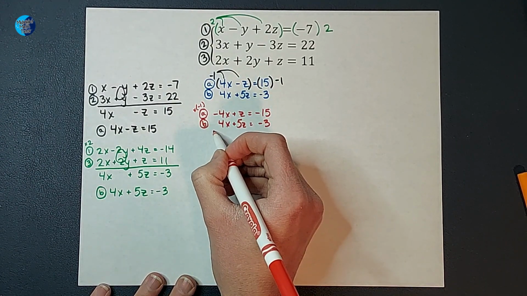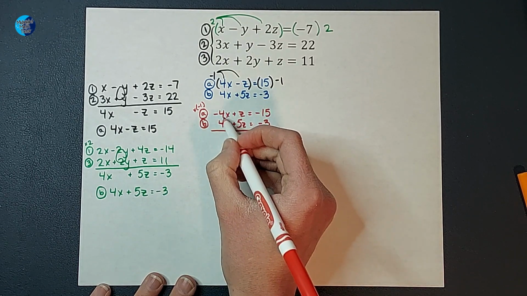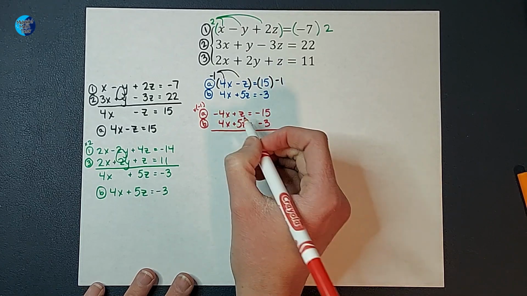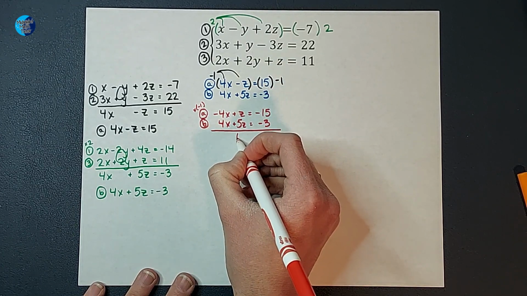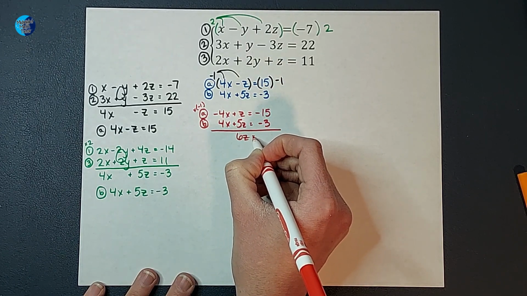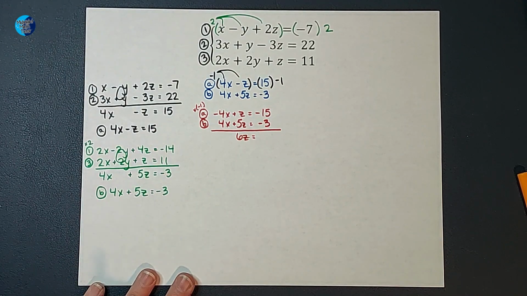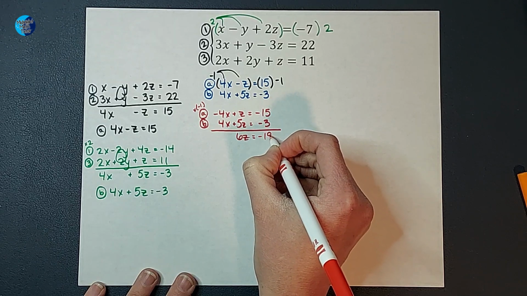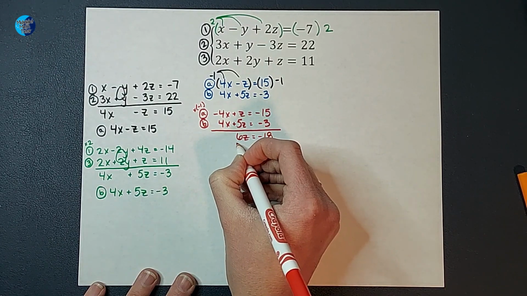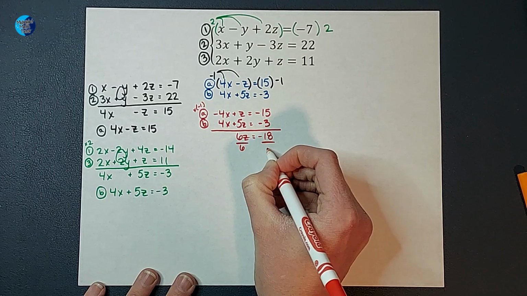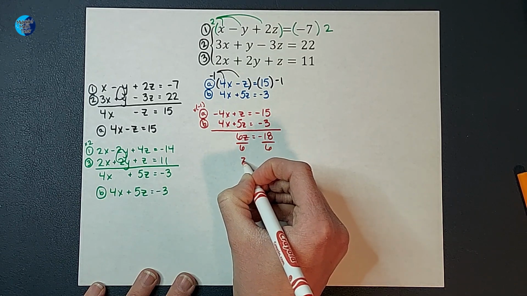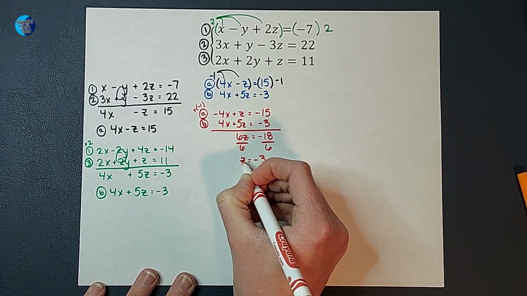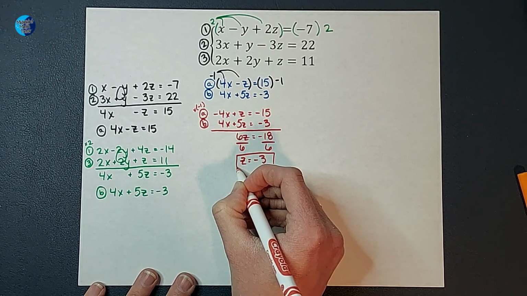All right, now we're going to combine these. So -4x and 4x leave me with no x's, sweet. Z plus 5z is 6z equals -15 minus 3 gives me -18. Look, guys, now it's just a one-step equation. I'm going to figure out what z equals. We're going to divide by 6 on both sides and get z equals -3. Yay! We know what z is.